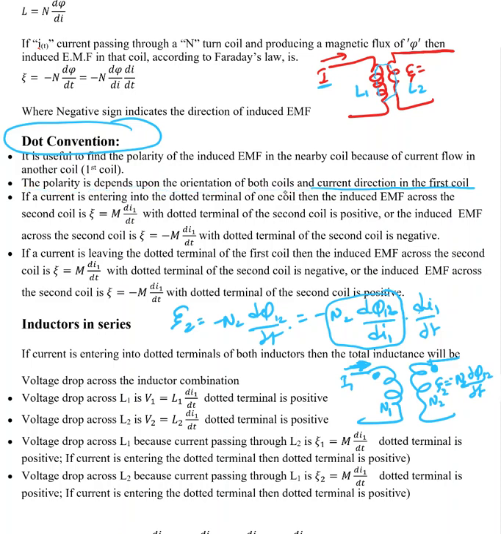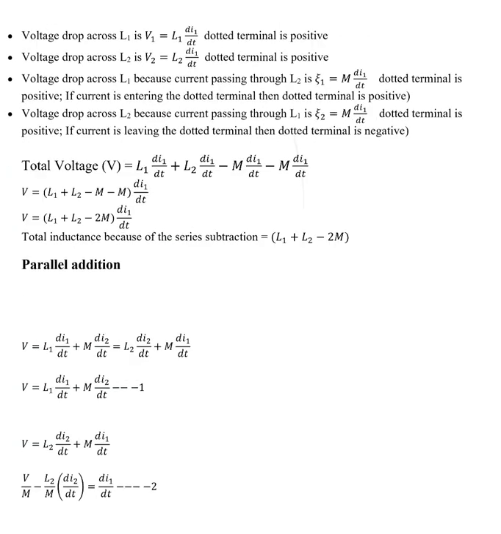Okay, now the important point is right here. So if a current is entering the dotted terminal of one coil, then the induced EMF across the second coil is E equal to M times di1 by dt, with the dotted terminal of the second coil positive. So if a current is entering the dotted terminal, then the dotted terminal of the other coil is positive, with induced EMF E equal to M times di by dt. So let me find a place.